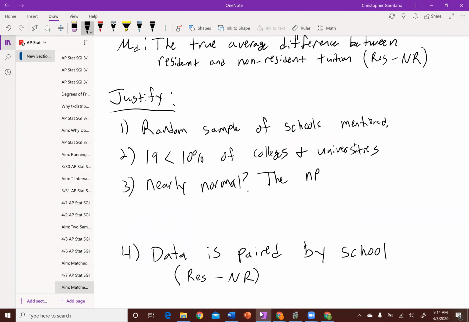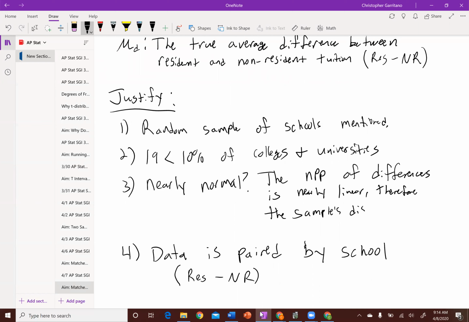And so, of course, to finish off this condition, we can say that the normal probability plot of differences is nearly linear. Therefore, the sample distribution of differences is nearly normal. Okay, there we have it.